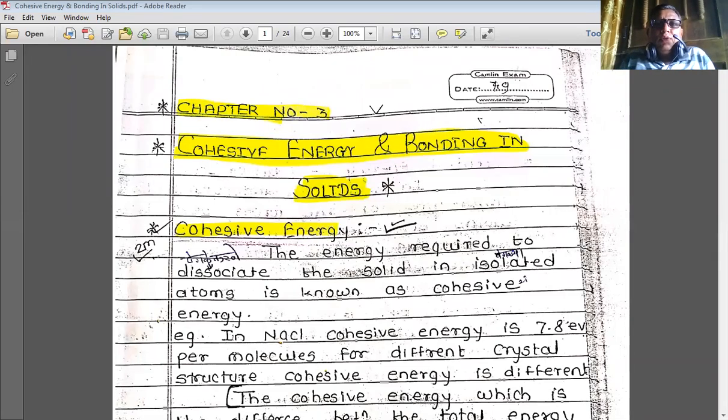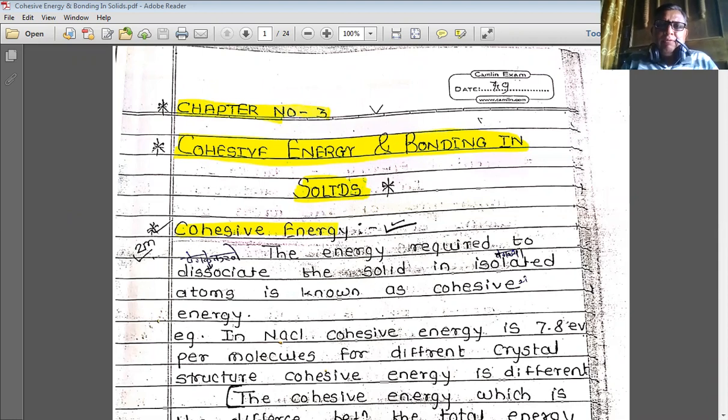Hello students. Today we are going to start the third chapter on solid state physics. The third chapter is cohesive energy and bonding in solids. So, what is meant by cohesive energy?